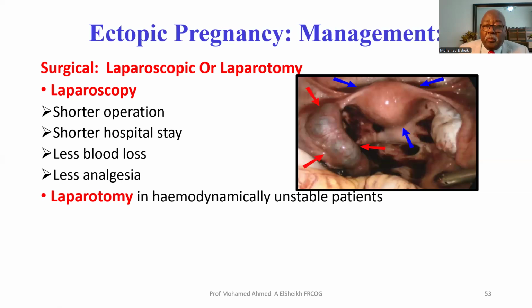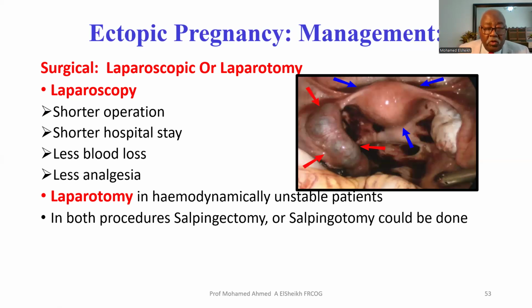Laparotomy, if the patient is hemodynamically unstable. She had a ruptured ectopic, unstable. Then low blood pressure, tachycardia, all signs of instability of the hemodynamic circulation. Then for that, you go for laparotomy.